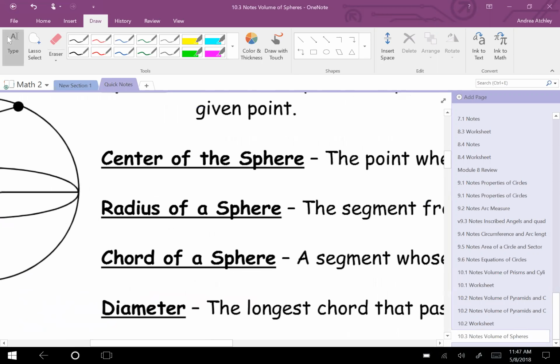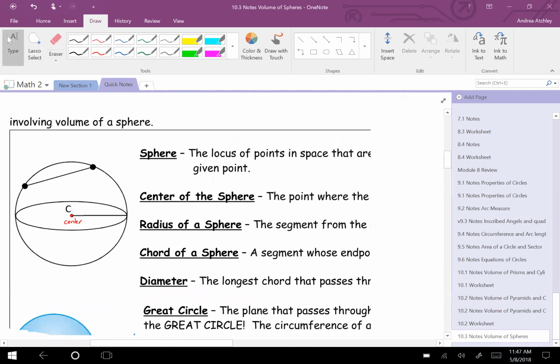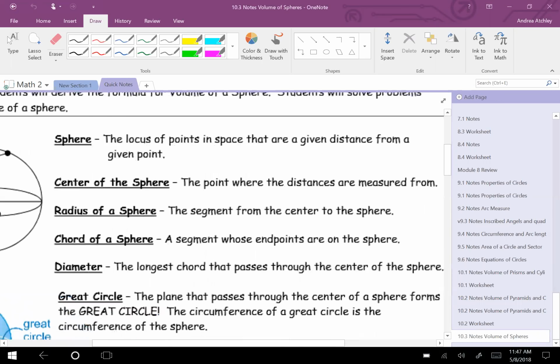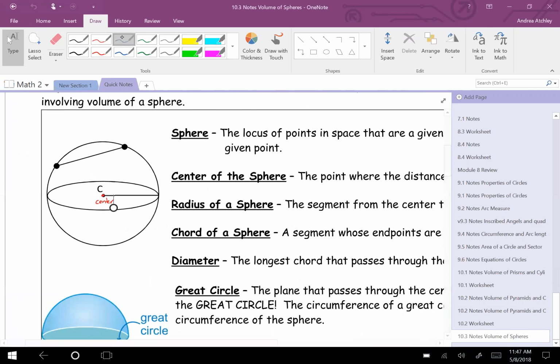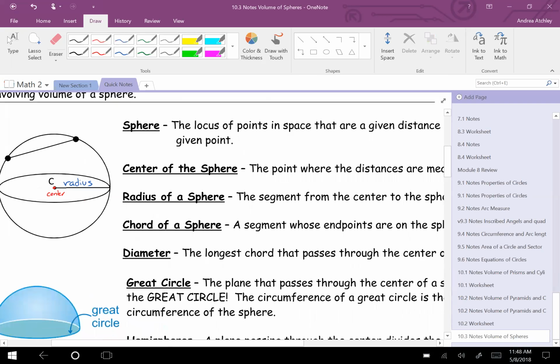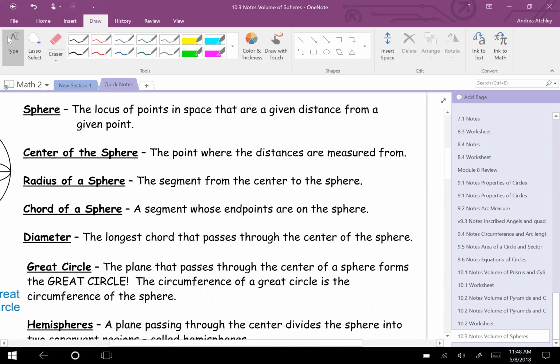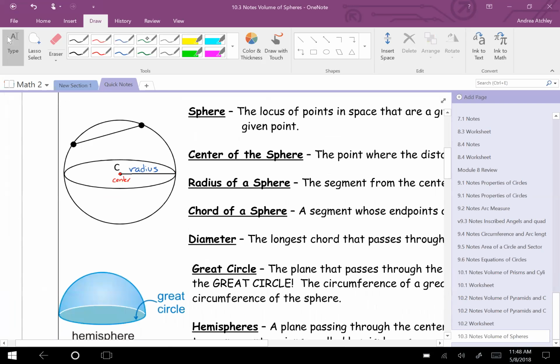Then the radius of the sphere is the segment from the center to the edge of the sphere. So this is the radius. A chord of a sphere is a segment whose endpoints are on the sphere. So this is a chord.